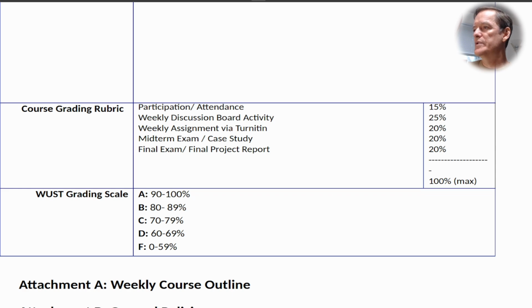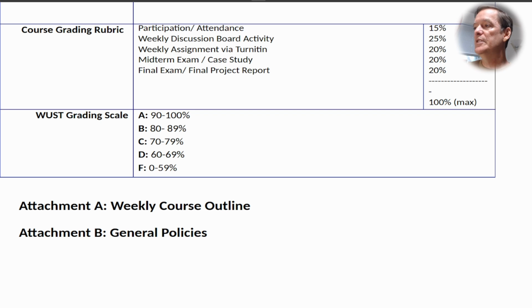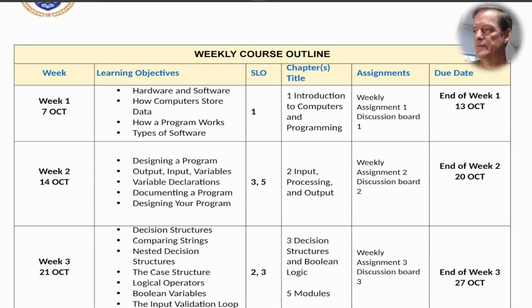Now, the weekly course outline. Again, I'm not going to read all this. There's 10 weeks of stuff here to read, but you need to be aware of it and know it's in the syllabus. So in the first week, it lists the objectives, and it ties these back to the student learning objectives. So number 1, you go back up in the syllabus and you'll see number 1 right in here. So you can always connect what you're reading and why you're reading it.